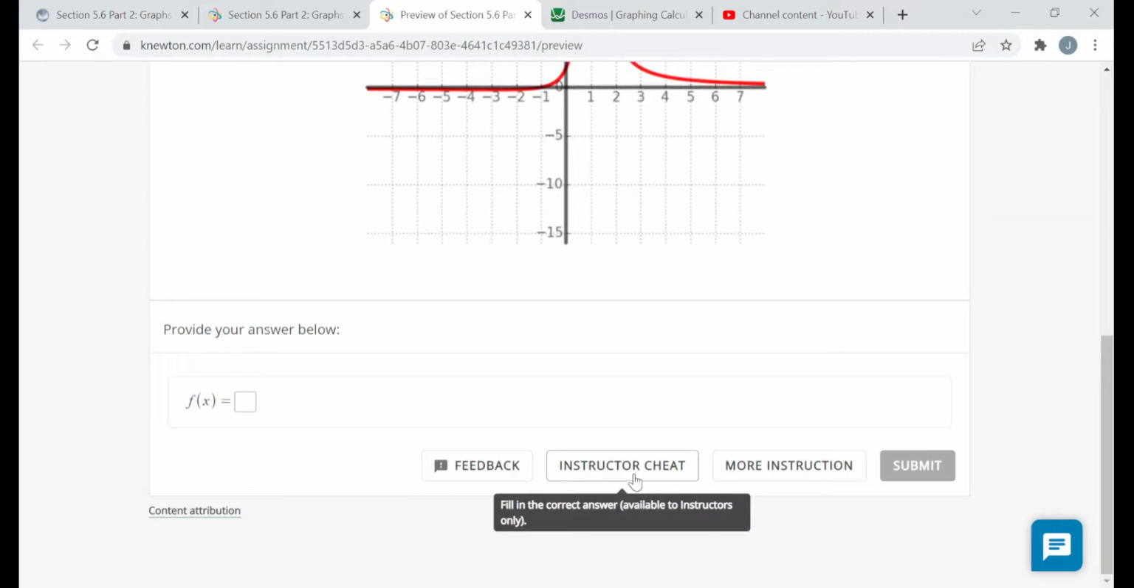You will not have this instructor cheat button. This is instructors only. But you will have a more instruction button. If you're ever struggling with a topic, try clicking on this and you'll be taken to some reading or some videos on that topic, and you'll be given some questions related to that instruction, and you can get through the assignment working through those if you wish.